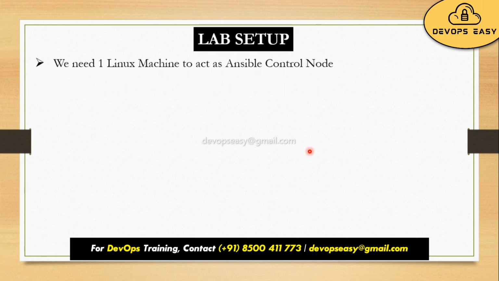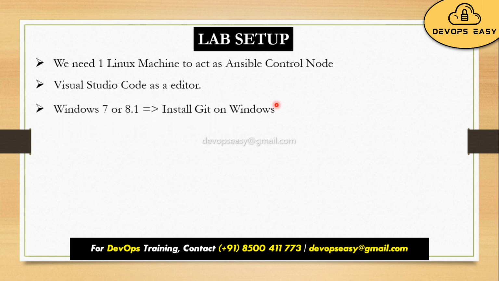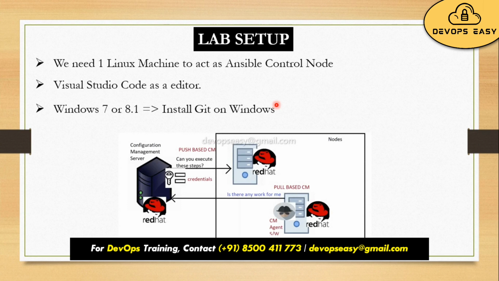So what is the lab setup? We need a Linux VM machine which will act as the Ansible control node, and you need Visual Studio Code on your system, because whatever Ansible playbooks we are going to write, we will use Visual Studio Code. And obviously if you are using Windows, try to install Git as well, because using Git we will log into the Linux VMs.